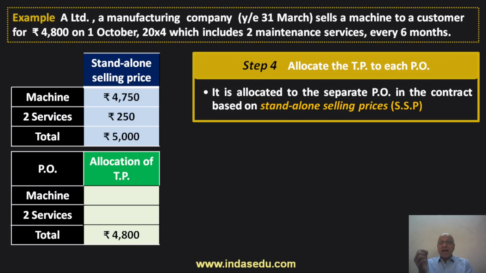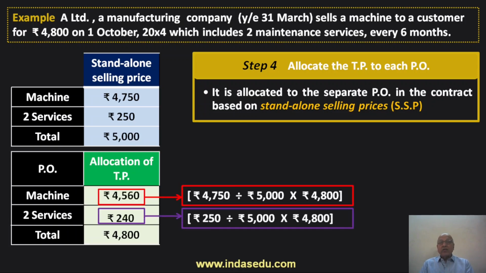What are standalone selling prices? That is the price at which an entity would sell a promised good or service separately to a customer. Generally, it is the cash selling price. How is it allocated? This is how it is allocated. 4,800 allocated on the basis of standalone selling price. So for the machine, 4750 divided by 5,000 into 4,800. Likewise for services it is 250 divided by 5,000 into 4,800. So allocated 4560 for the machine and 240 for two services.